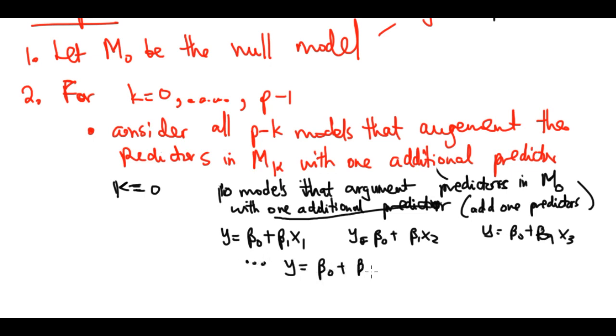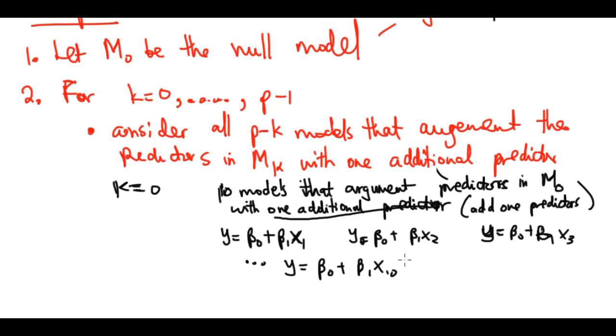Plus beta 1 x10. So basically, it's just saying to the model that we had in the previous step, add one additional predictor that you don't have already. Here we didn't have any x, so we added x1, or we added x2, or we added x3, creating our different models like that. I hope that part makes sense.